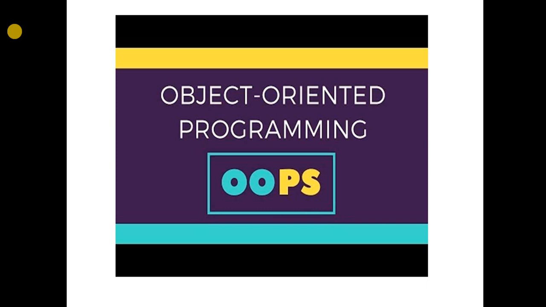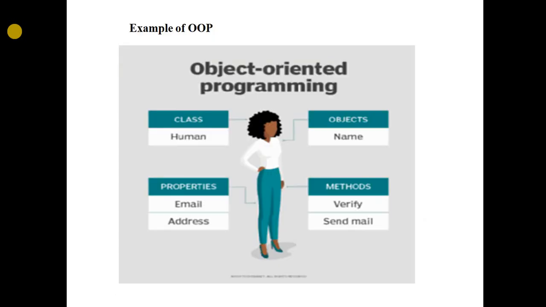So we will see one example of object-oriented programming. In object-oriented programming, everything is in the form of classes and objects. An object can range from a human being. See here, the class is a human. The object is the name of that human. Properties mean each and every human has some properties like email and address. So the class is a human, and we can create a number of objects of the same class.